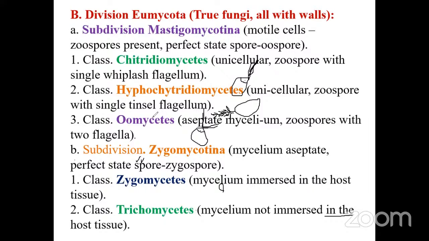Second one is Zygomycotina. The Zygomycetes fungi are aseptate. I already told you, Rhizopus, Mucor, no septa, cenocytic thallus. More nuclei are present in the thallus. Cenocytic thallus is there in Zygomycotina, Rhizopus, Mucor. And the Zygomycotina is again divided into two: Zygomycetes and Trichomycetes. If the mycelium is totally inside the host, that is Zygomycetes.